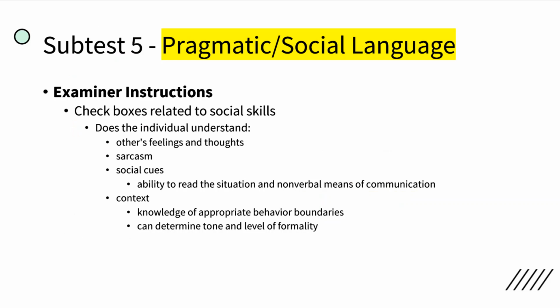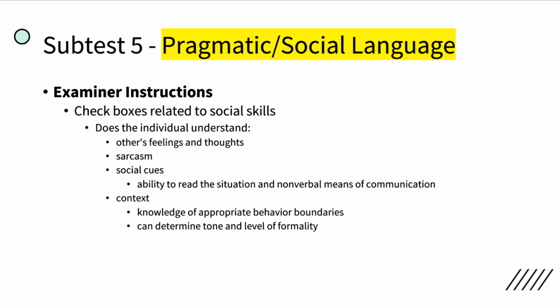Subtest 5 looks at the individual's pragmatic abilities. The examiner is asked to check several boxes related to the individual's social skills. One is titled Others' Feelings and Thoughts and is to be checked if the individual is able to perceive and interpret what someone is thinking or feeling in place of or despite the verbal message. Another to be checked is sarcasm, if the individual is able to comprehend underlying subtle meanings that differ from the customary use of terms or may imply the opposite meaning and may depend on the situational context.